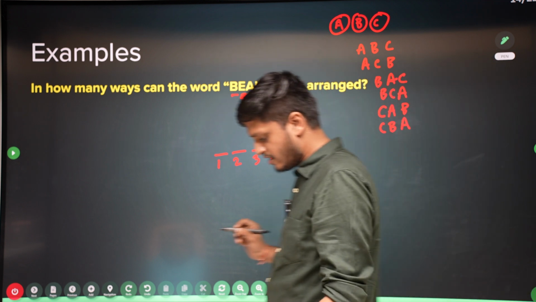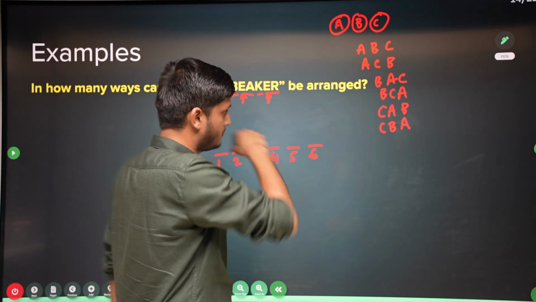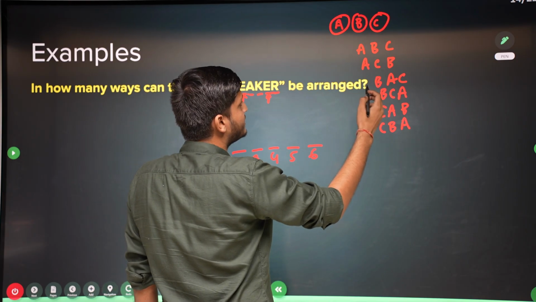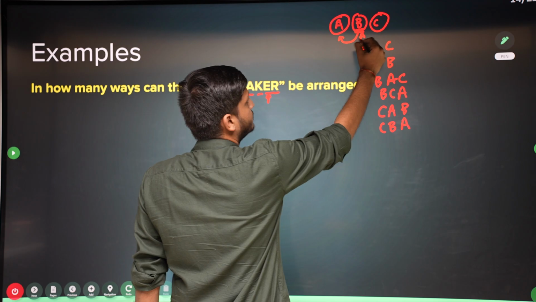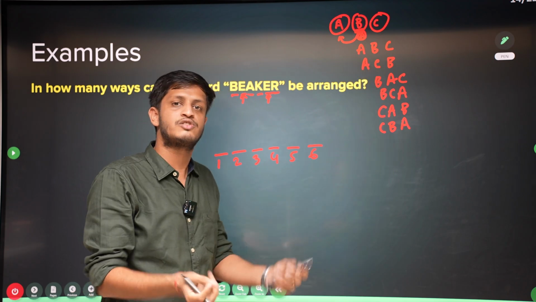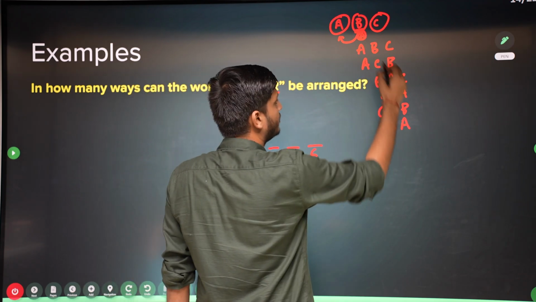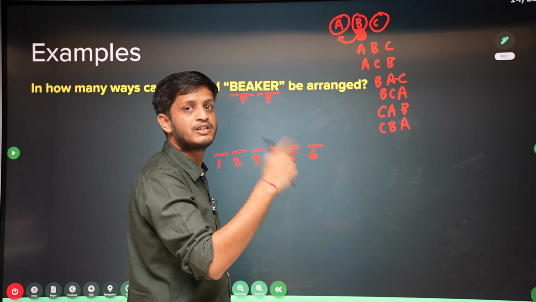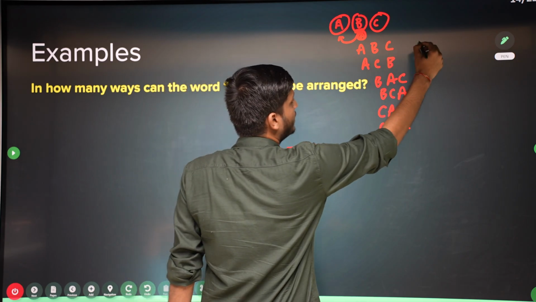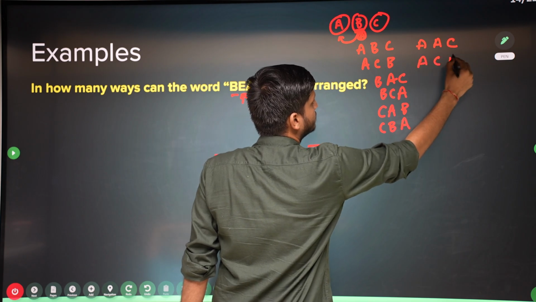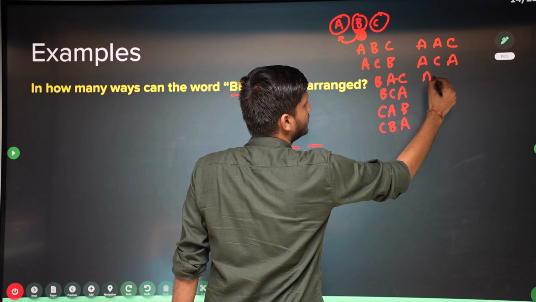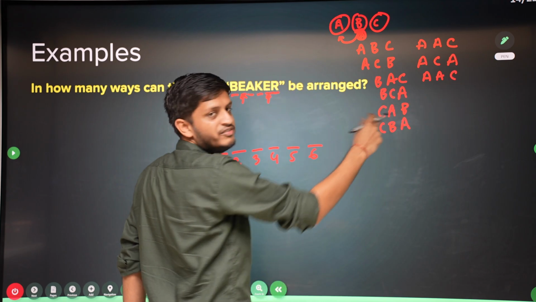Right? Now, consider this. Now let's say I make B the same as A. For now, let's assume B is also A. So if I apply the same formula, what are the words that I will be getting? I will be getting AAB, AAC, ACA, AAC, right? I'm replacing every B with A only.